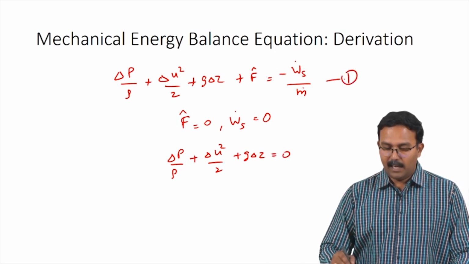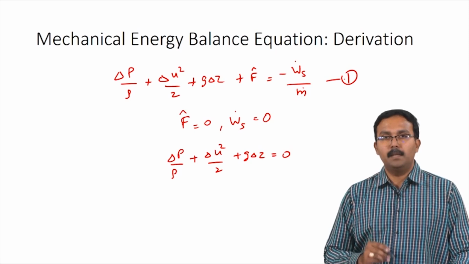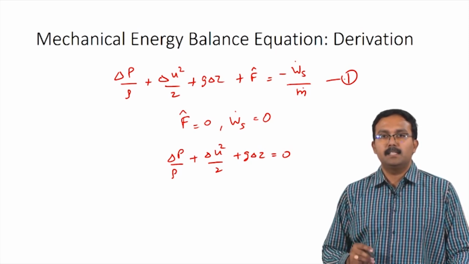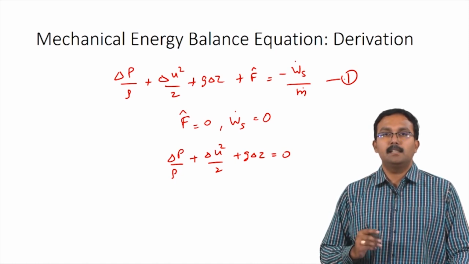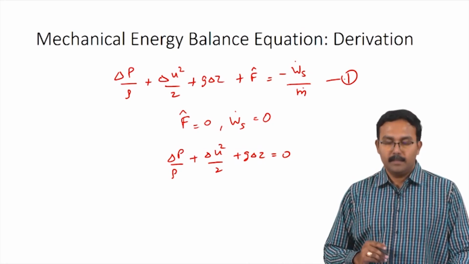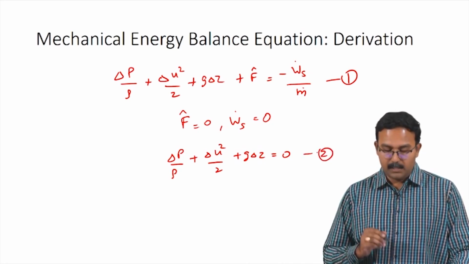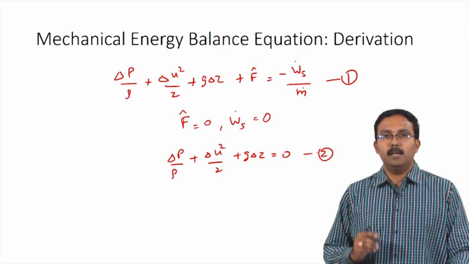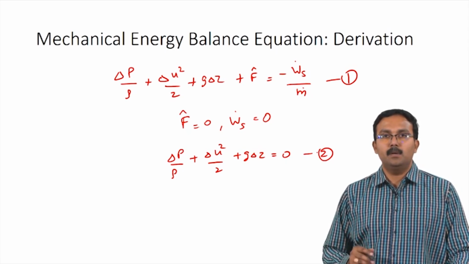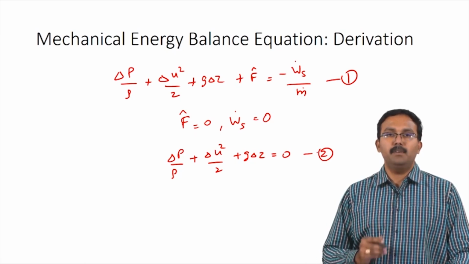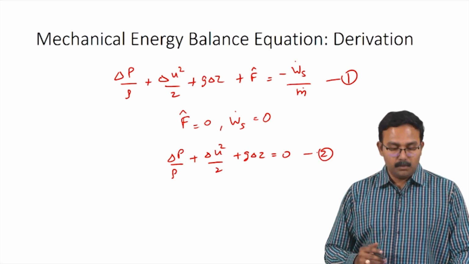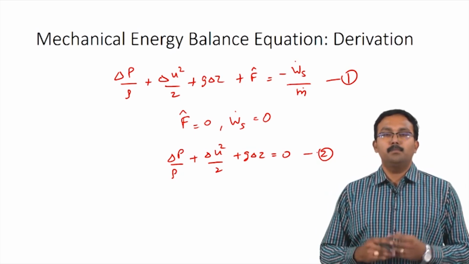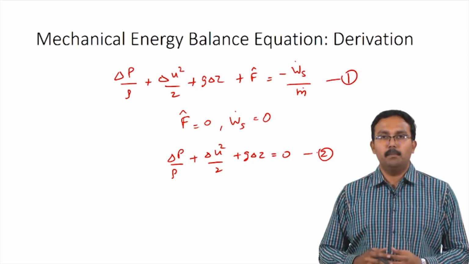The first equation we have here, which is delta P divided by rho plus delta U squared by 2 plus G delta Z plus F cap equals minus Ws dot divided by M dot, is called the general mechanical energy balance equation. The second equation, which I have at the end, which is delta P divided by rho plus delta U squared by 2 plus G delta Z equals 0, is the Bernoulli's equation. It is a simplified form of the mechanical energy balance equation applicable to specific systems where there is no friction or shaft work. So, with this derivation we can move on to performing some mechanical energy balance problems.